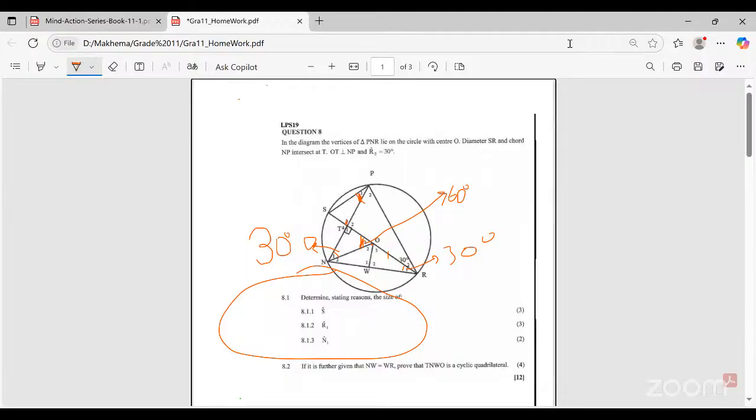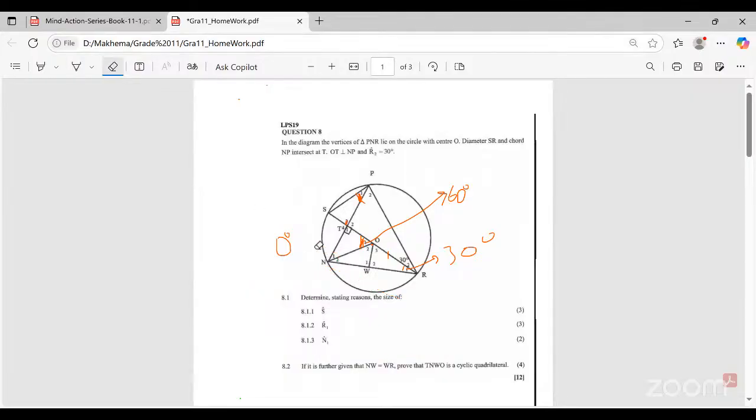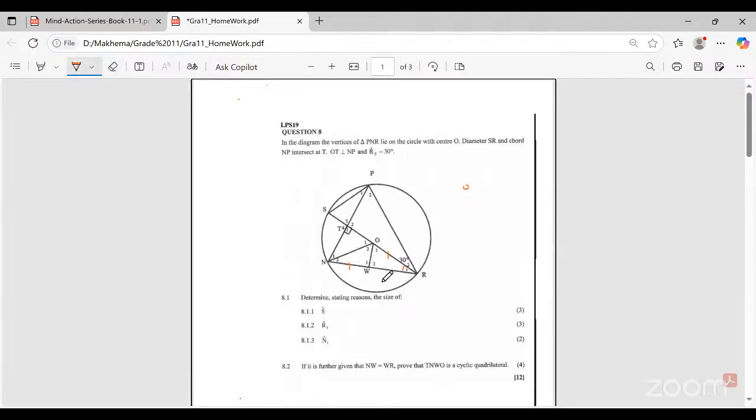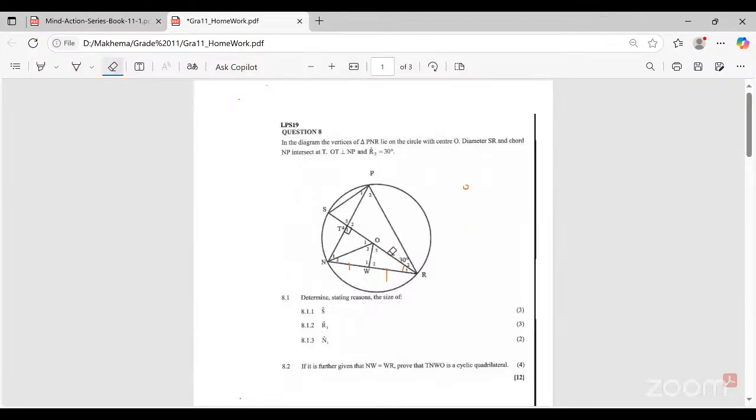That is saying, now it is given, let me just rub this mess here. They are saying if it is further given that NW is equal to WR, this is theorem one, then now we are required to prove that TNWO is a cyclic quadrilateral.